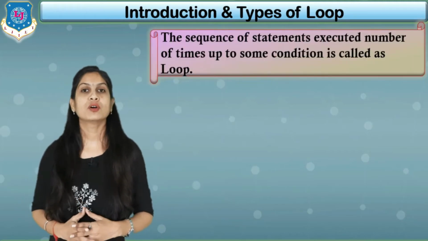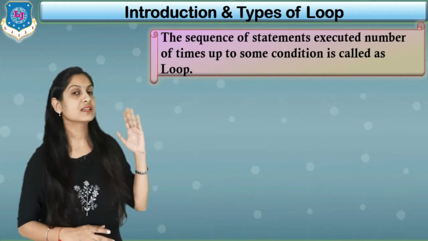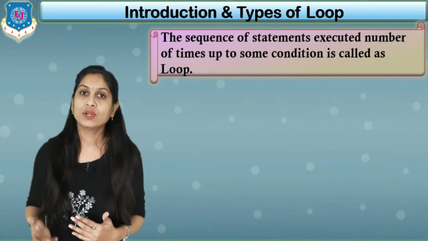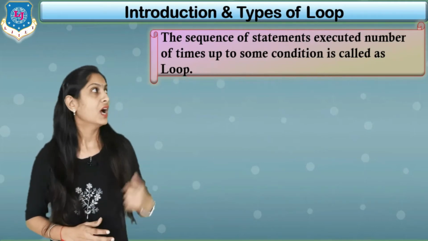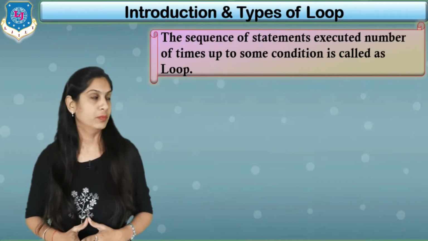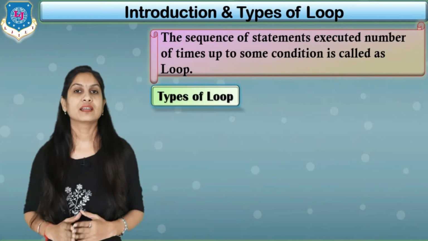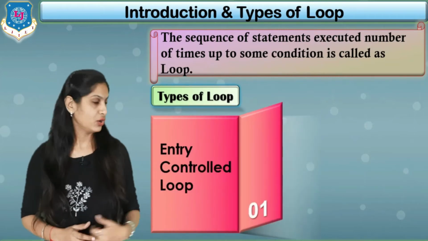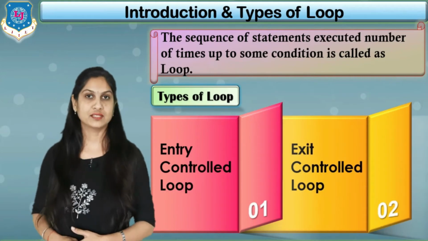So what is the definition of loop? It is nothing but a sequence of statements that will be executed many times as long as some condition is true. That is known as loop. And this loop is mainly categorized in two different parts. First is an entry control loop and second is an exit control loop.